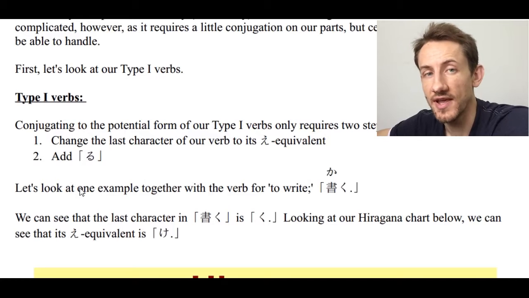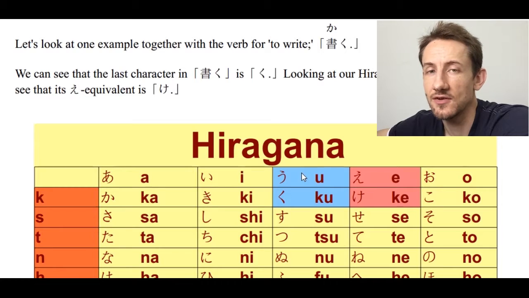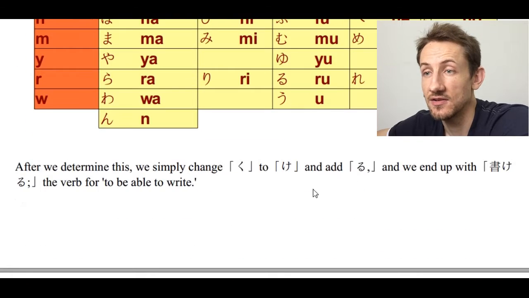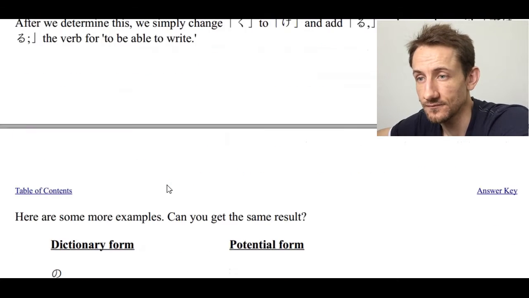Now we're going to look at an example together with the verb for to write, kaku. The last character in kaku is ku, and if we look at our hiragana chart, we can see that its e equivalent is ke. We have the u column and the e column, so ku becomes ke. We just add ru, and we get kakeru, the verb for to be able to write.